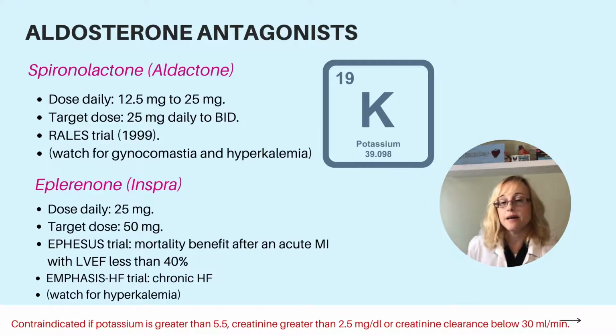So on the slides, I gave you the dosages of each of these medications and what the target dose you want to achieve. Now, let me note that spironolactone could cause painful gynecomastia, and in that case, you could then switch it to eplerenone. For both, you have to watch out for hyperkalemia, and these medications are contraindicated if potassium is greater than 5.5 or creatinine greater than 2.5 or creatinine clearance below 30.